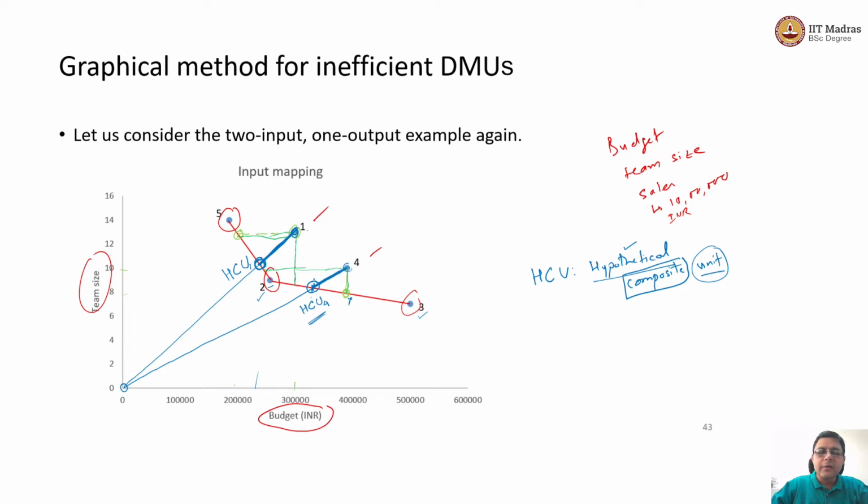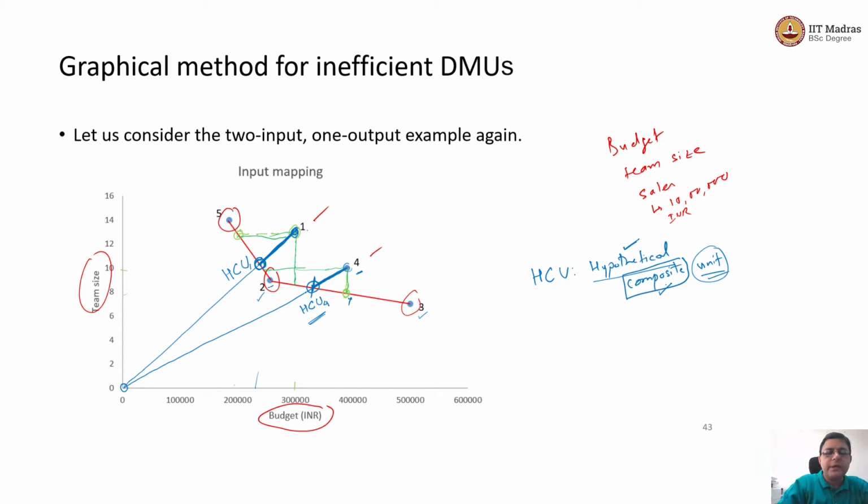Okay. Now let me explain the last missing piece, which was the composite. Why is the point called a hypothetical composite unit? We have explained the hypothetical part because it's only hypothetical. We are only saying 4 could possibly move to HCU4 if it wants to be called efficient. We know what a unit is. A unit is a decision making entity, a DMU, right? What is this composite? We are going to say that inefficient DMU4 can move towards efficiency, which is this point.